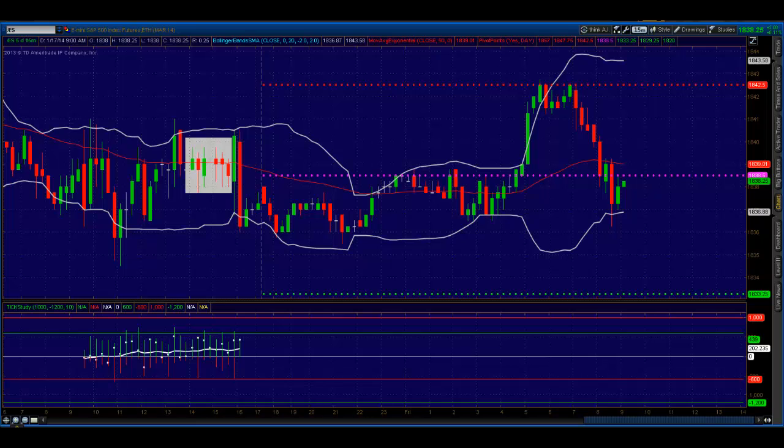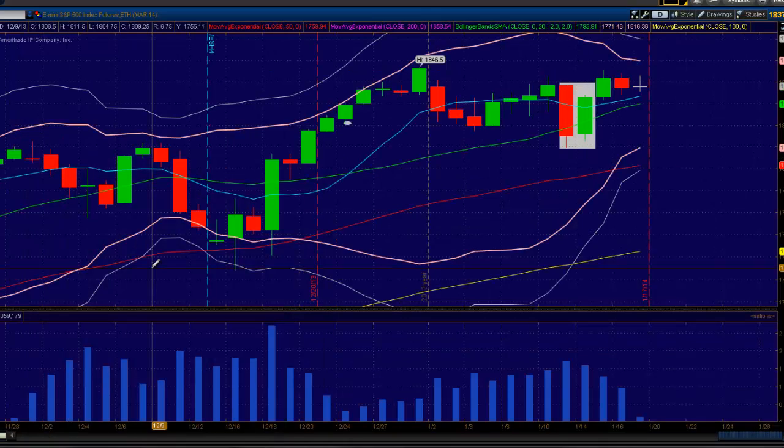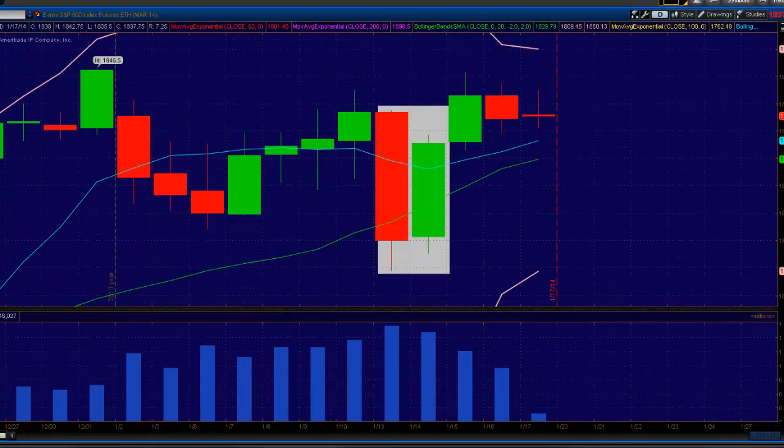Okay, 15-minute chart of the ES, and yesterday was your classic inside day. An inside day is when the high and the low of a trading day are inside the high and the low of the previous day. So just to illustrate that on the daily chart, let me zoom in.